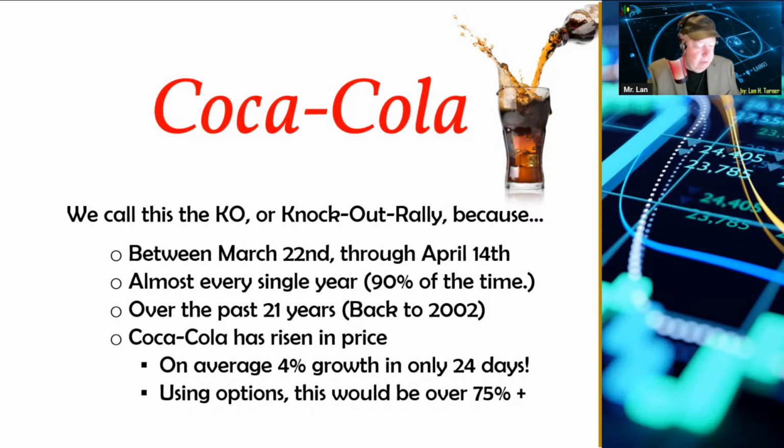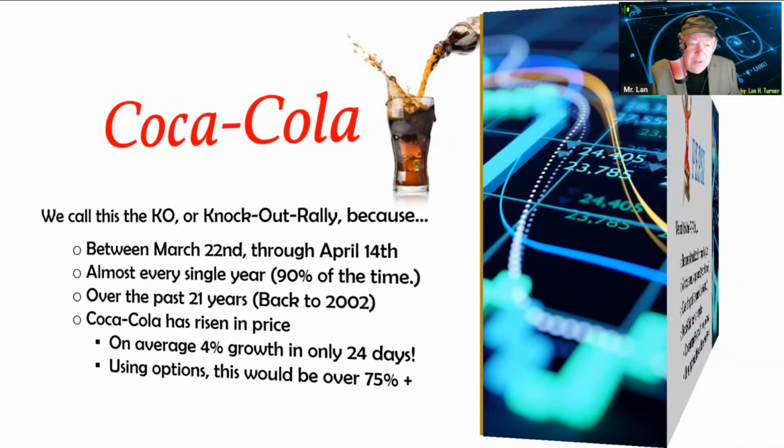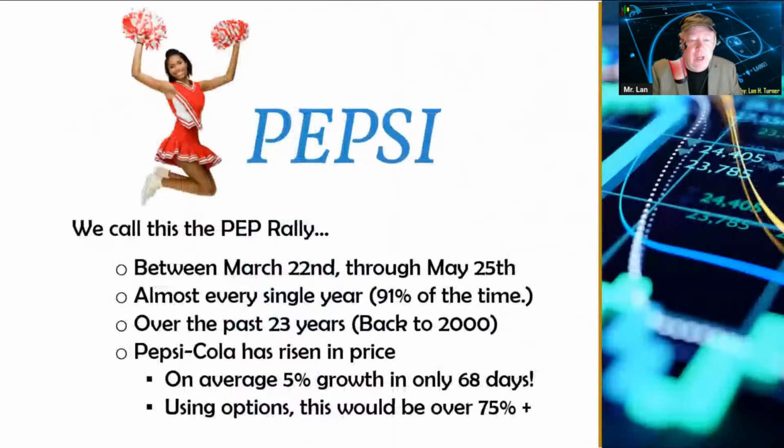Now, if there were any credibility to this, it would be doing it across industries, right? So you'd say, well, if it's doing it in Coca-Cola, is it doing it in Pepsi? Well, it sure is because we have what we call the pep rally. We call this the pep rally because between March 22nd through May 25th, almost every single year, 91% of the time over the past 23 years, back to 2000, Pepsi-Cola has risen in price on average 5% growth in only 68 days. Using options, that would be over 75%.